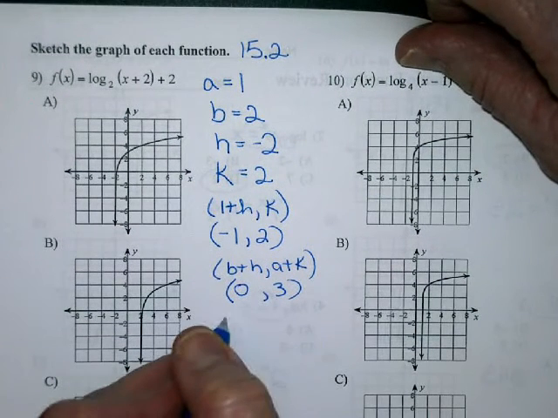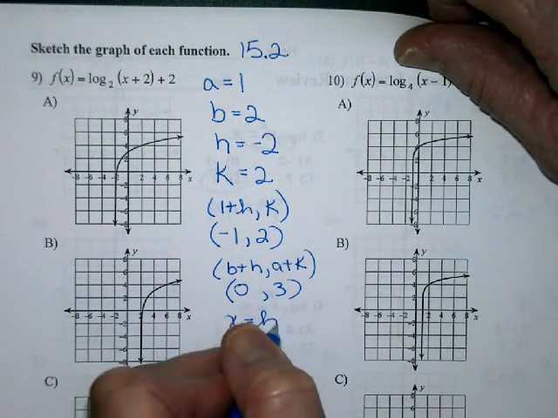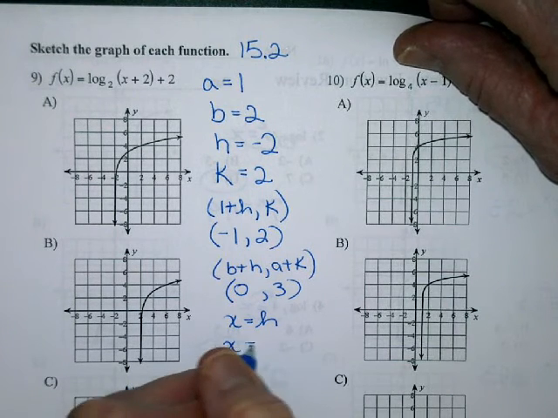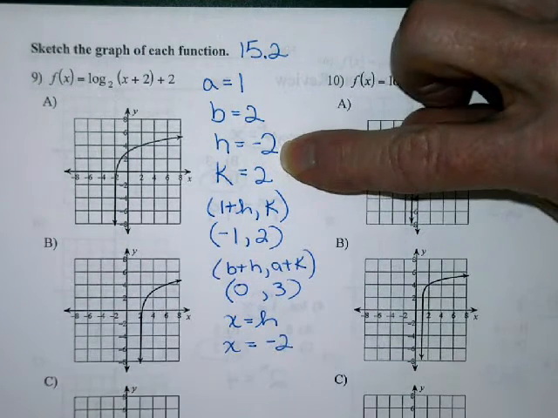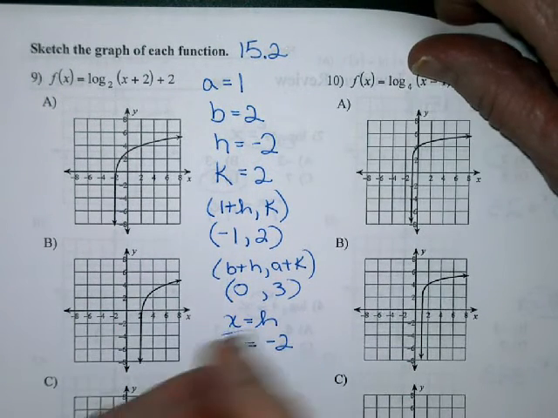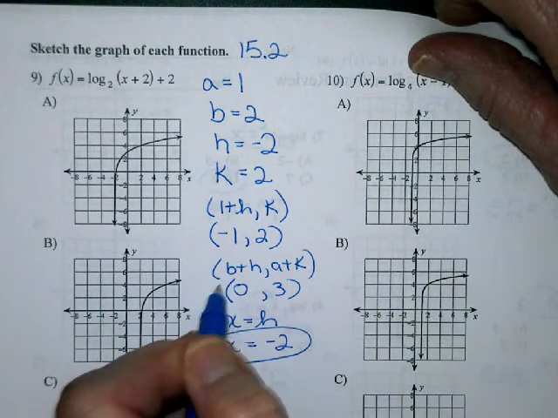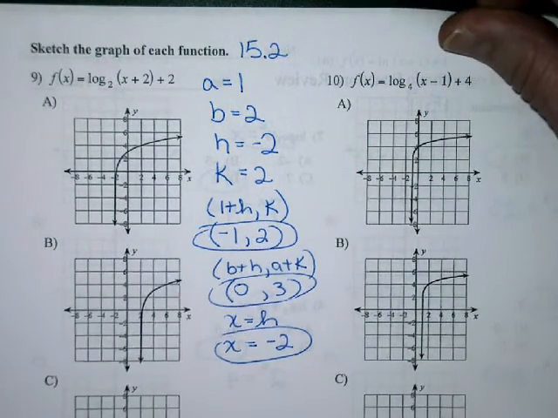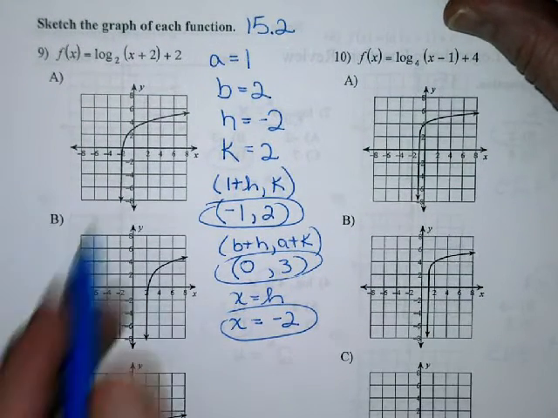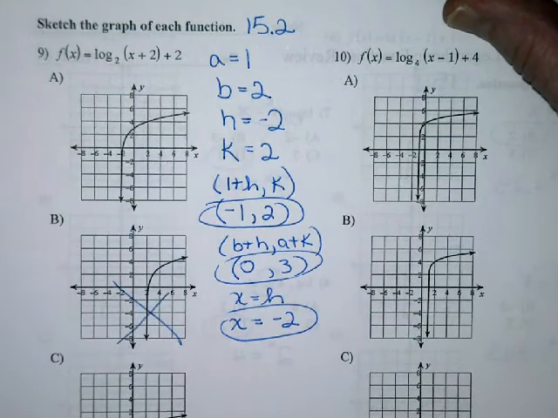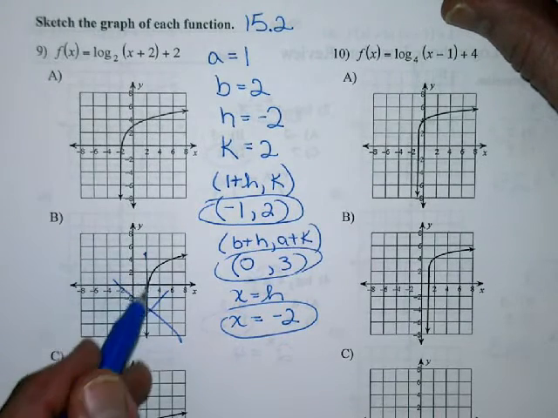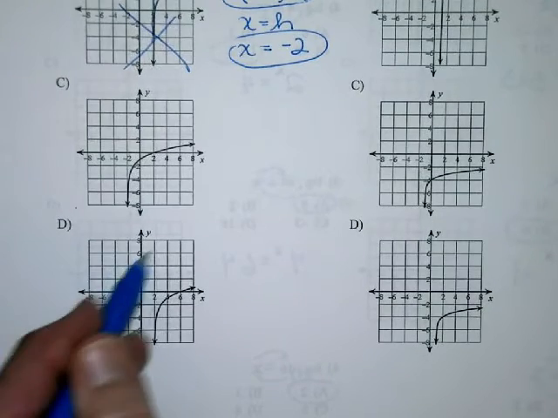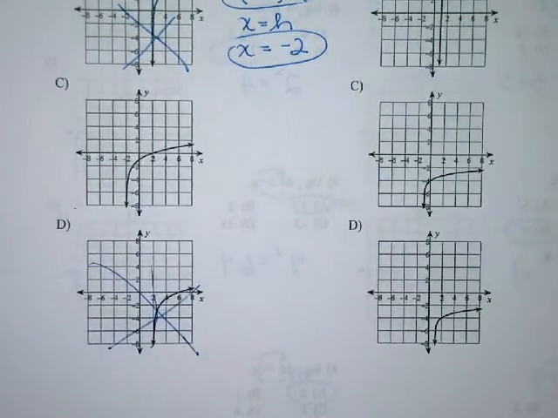And first or last, whenever you want to figure it out, your asymptote is your H number. So mine has a vertical asymptote at X equals negative 2. So I need to look for X equals negative 2. So obviously B isn't, that's X equals 2. Okay. And D is out, because that's X equals 2.